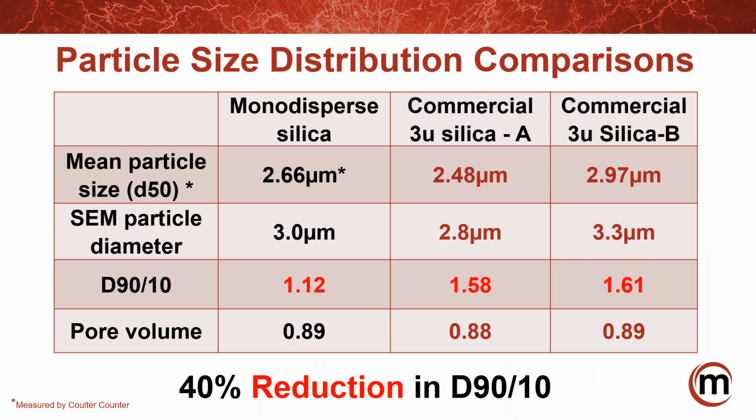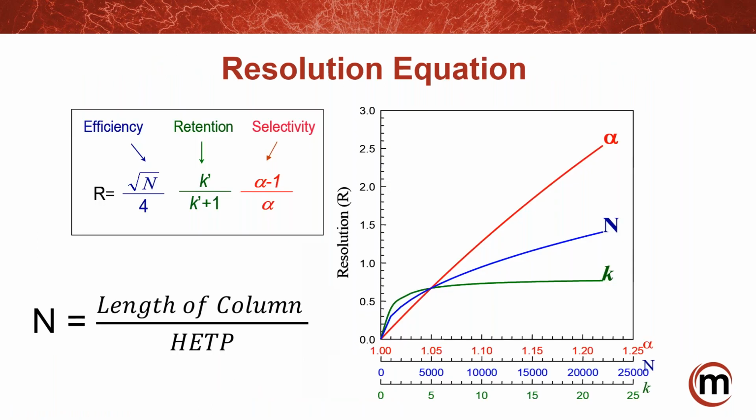So what you can see here is how we're measuring that and comparing it to the previous commercial silicas. We are showing a D90 over D10 of 1.12 as compared to the industry standard 1.6. So that's a 40% reduction in D90 over D10. And that is really one of the significant innovations here that is driving the value of the product line.